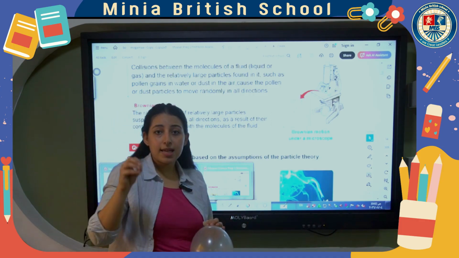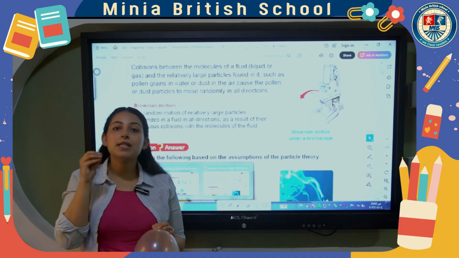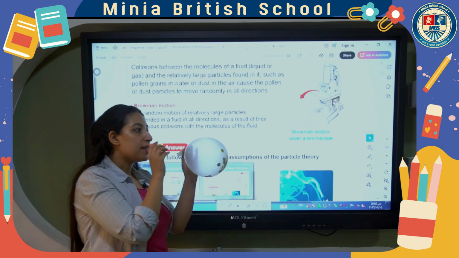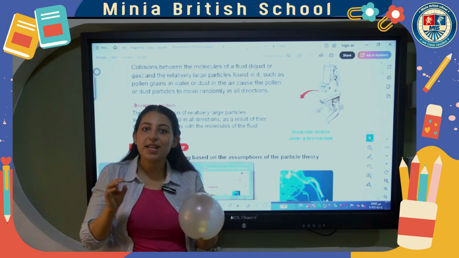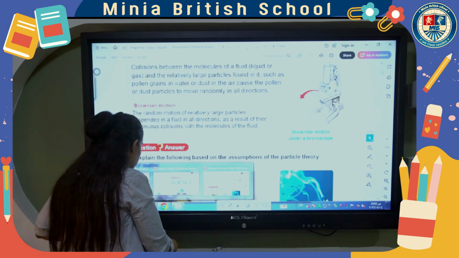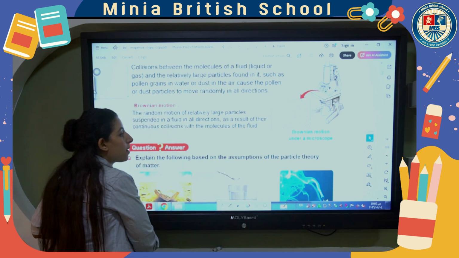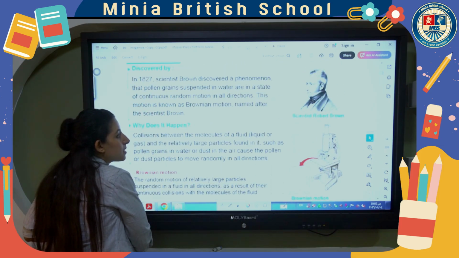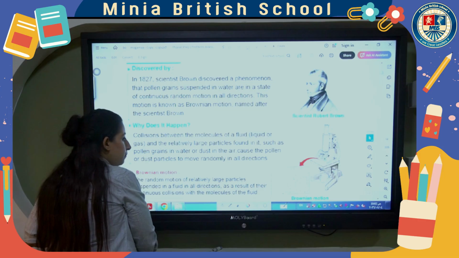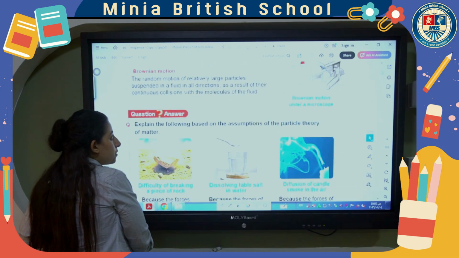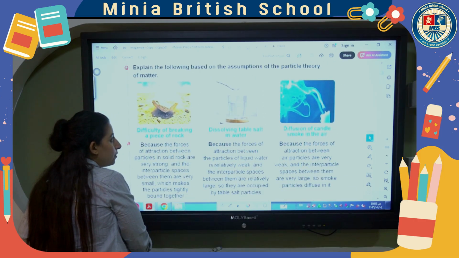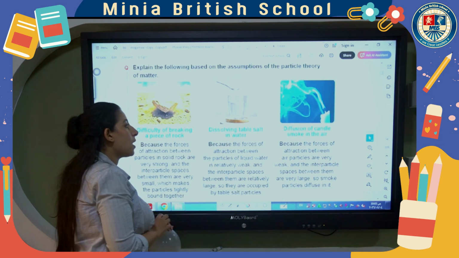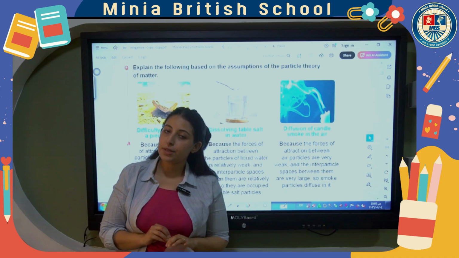Why do we say it's Brownian motion? It's related to the scientist Robert Brown, who discovered the random motion of molecules inside the matter. So, who discovered the random motion or Brownian motion? Related to its name, the scientist Robert Brown. Okay? He discovered the movement of molecules inside the matter. Now we can ask other give reason questions.